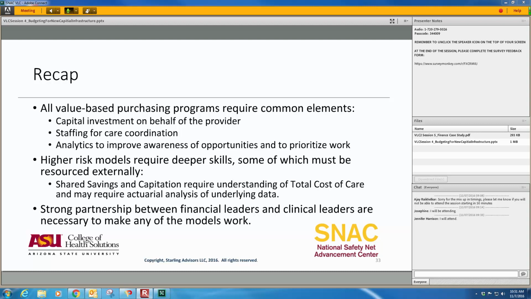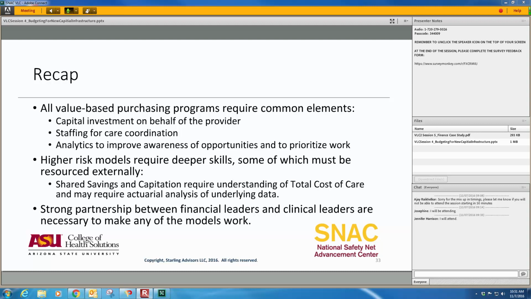Things like shared savings and capitation, as Andy mentioned, really require an understanding of total cost of care, and in many cases may require us to take on additional support for things like actuarial analysis or predictive analytics. We don't anticipate that those are skills you're going to need on day one, or that you're necessarily going to have those skills and costs in-house. There's a lot of variation, and a lot of those things depend on what the population is, how big the population is, and the timeliness of the data. So there are a lot of variables even within that.